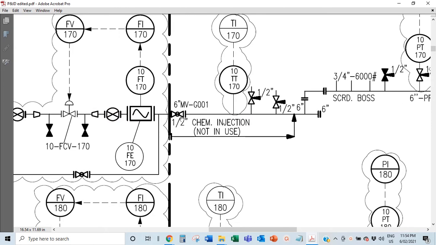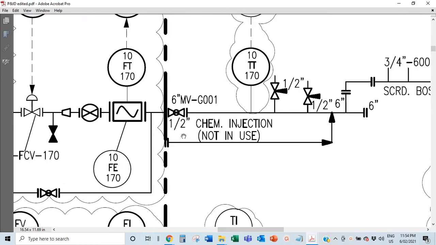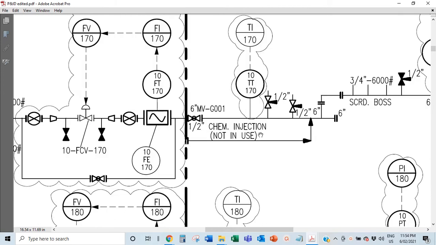And going from there, you come here. This is another valve. This is used for chemical injection, not in use. So what's chemical injection? It means stuff like corrosion inhibitor. That means maybe the line, you don't want it to get corroded at some time in the future. You are thinking that maybe there may be too much water in the fluids and you don't want to have corrosion. So you have some corrosion inhibitor or hydrate inhibitor.